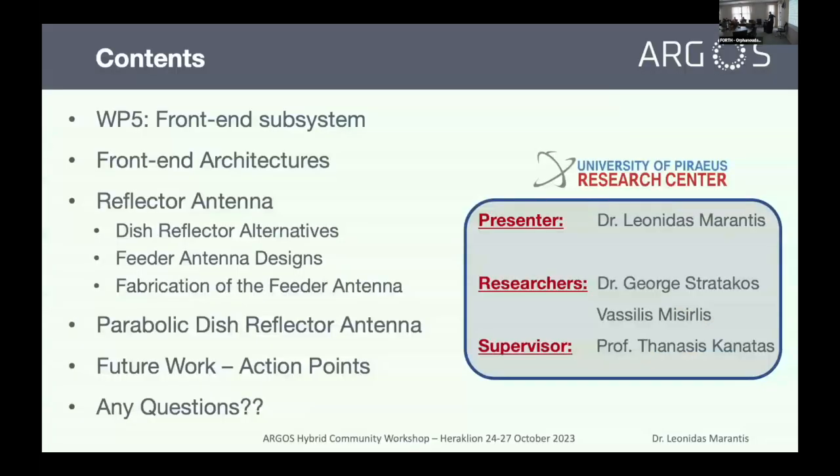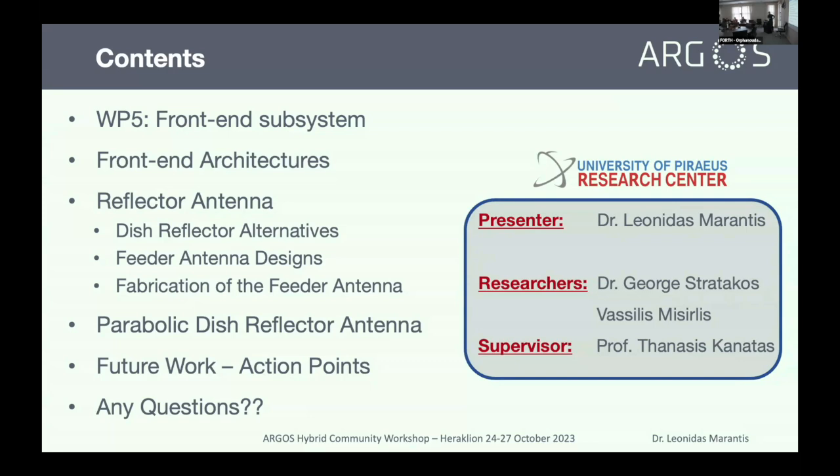Here I have a brief outline. First of all, the work that I'm going to present was carried out by two researchers, Argos and Vasilis, who is here, supervised by Professor Leonidas. And first, I'm going to say a few words about the work packages describing the front-end subsystem.